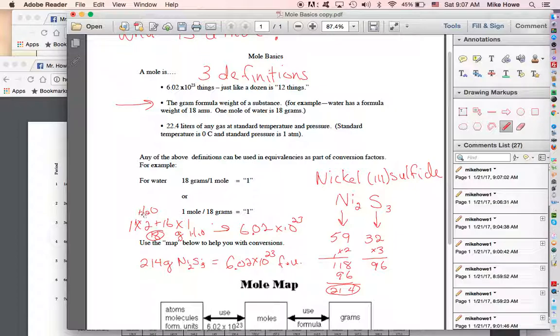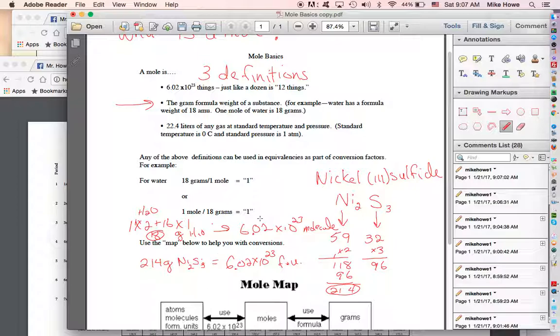But since water is made of all nonmetals, hydrogen is a nonmetal, oxygen is a nonmetal, then the piece of water is called a molecule. All right, so that's how many molecules there are in a mole. That number never changes. It's always the same.